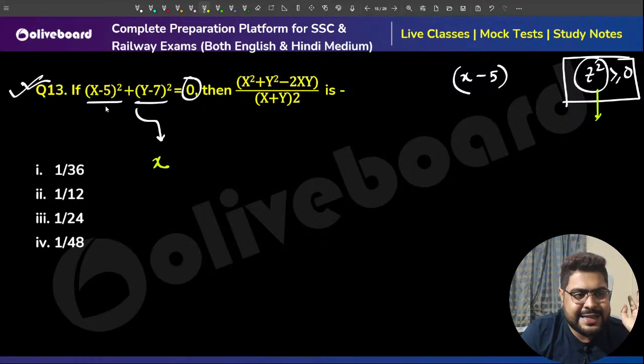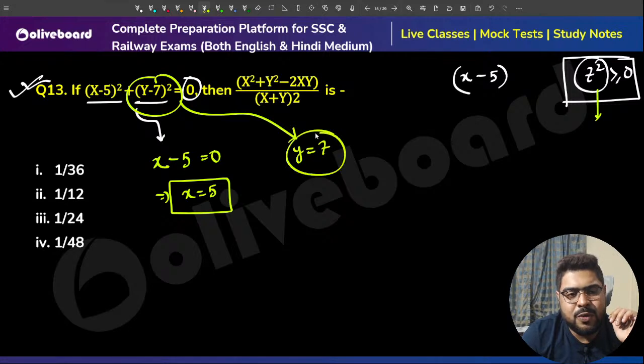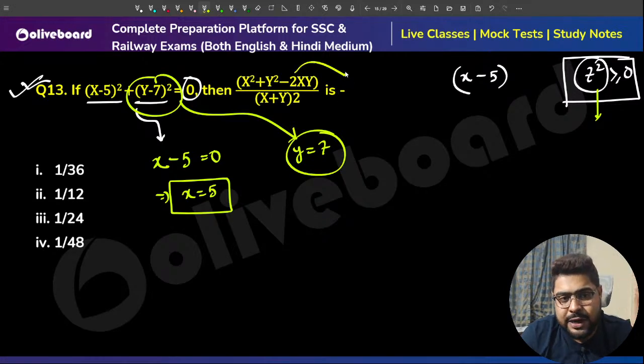So I can say x minus 5 whole square is 0 means x minus 5 is 0. That means x is 5. Similarly, y minus 7 gives y equal to 7. Put down the value, sir. Do not put it down like that anyway, it will increase your calculation.